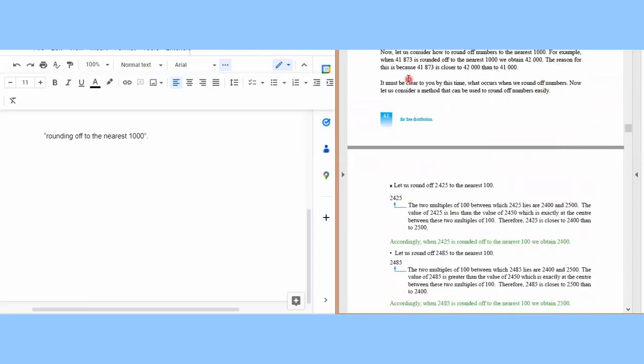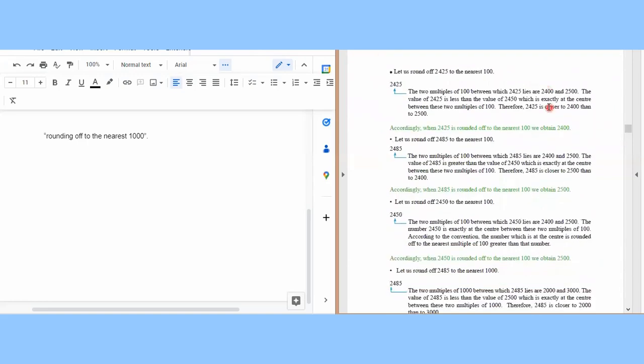The reason for this is because 41,873 is closer to 42,000 than 41,000. It must be clear to you by this time what occurs when we round off numbers. Now let us consider a method that can be used to round off numbers easily.